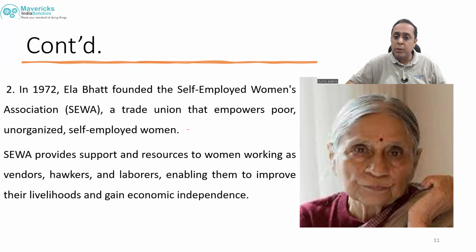Seva provides support and resources to women working as vendors, hawkers, laborers, enabling them to improve their livelihoods and gain economic independence. फ्रेंड्स, जब ईला भट्ट ने सेवा का स्टार्ट किया तो उनके मन में एक बहुत इम्पोर्टेंट question था about a crisis, that what will happen to those resourceless women, those who are vendors, hawkers, laborers, ये अपनी जिंदगी कैसे काटेंगे. तो इन्होंने इस ऑर्गेनाइजेशन को स्टार्ट किया, और इस ऑर्गेनाइजेशन के तहत ऐसी अंडरसर्व्ड और मार्जिनलाइज्ड वुमेन को इन्होंने सपोर्ट किया, एंड शी डिड सो मच फॉर दिस नोबल कॉज. और उन्होंने ये सोचा कि ये अपनी लाइवलीहुड प्रॉपर्ली अर्न कर सके, एंड दे कैन हैव सम सॉर्ट ऑफ इकोनॉमिक इंडिपेंडेंस, which is very very important.